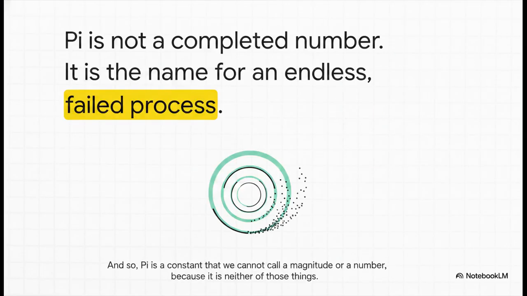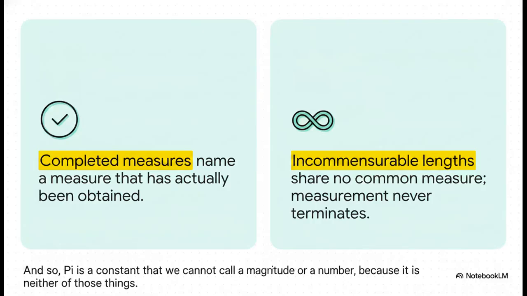Okay, so we've proven mathematically that pi is not a magnitude, but get ready for an even bigger twist. If you thought pi was just a very long, highly specific number, think again. It's actually not a completed number either. We really need to contrast two very different concepts here. First, we have completed numbers in the strict sense, numbers like 2, 3, or even 3/4. These name a measure that has actually been obtained and completed.